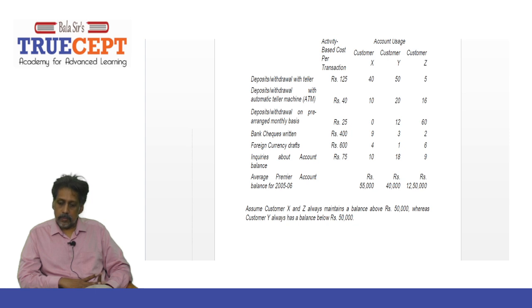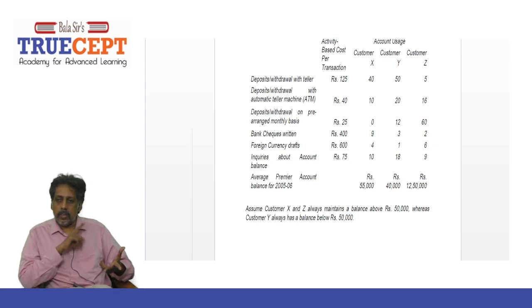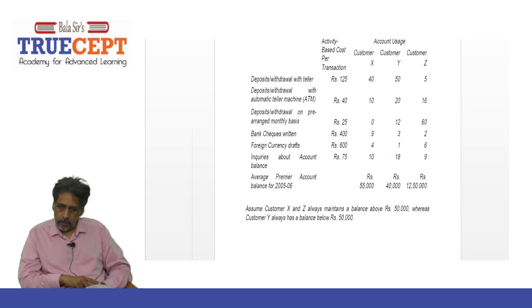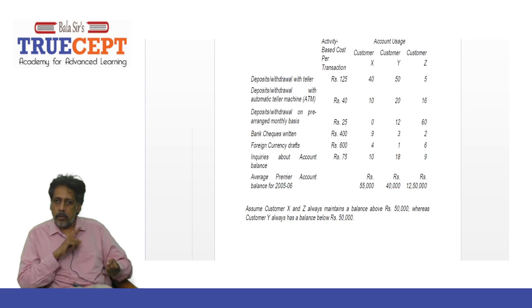Average Premier account balance for 2005-06. X maintains 55,000, Y 40,000 and Z 12,50,000. So it is given the balance maintained by these depositors in their accounts on average. X maintains 55,000 rupees in his deposit account, and Y maintains only 40,000 rupees, less than the 50,000 minimum stipulated by the bank. And Z maintains a huge amount, rupees 12 lakh and 50,000.